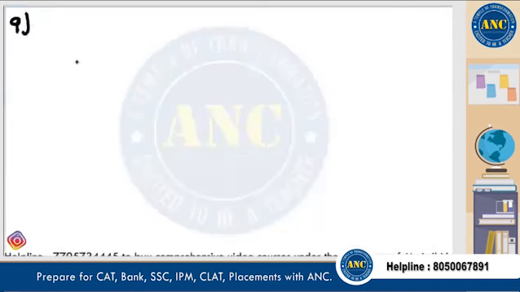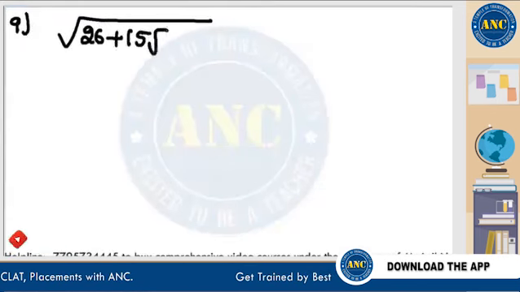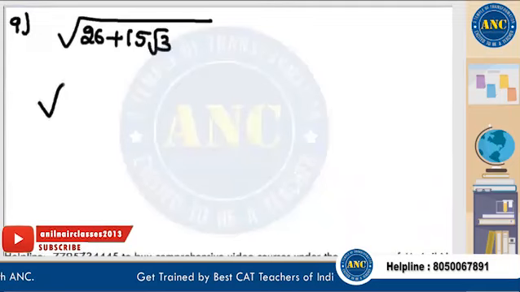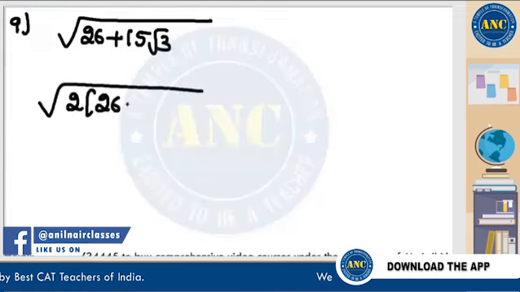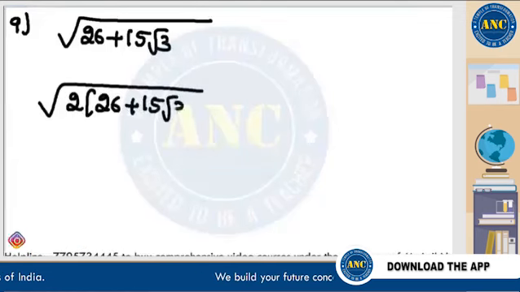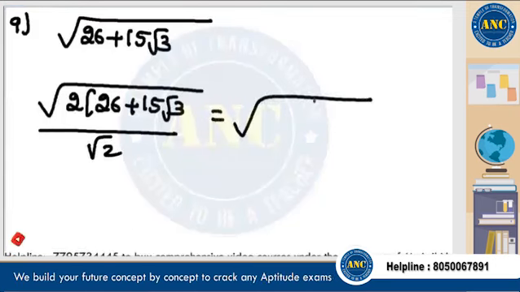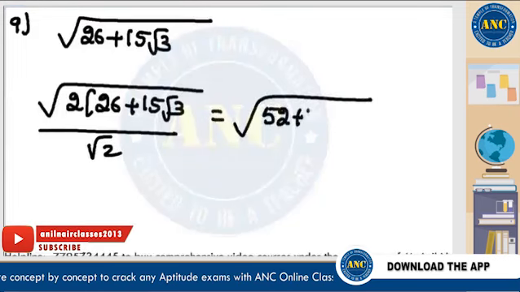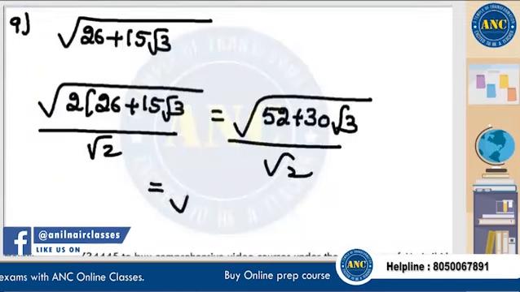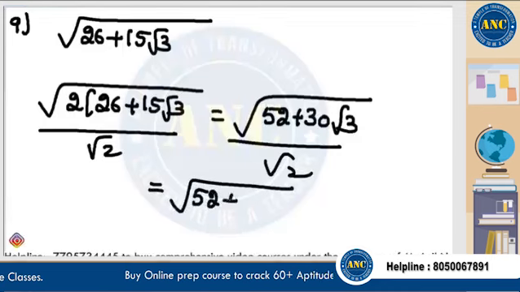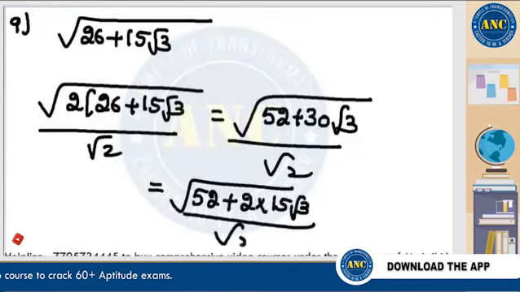Ninth one. Root of 26 plus 15 root 3. 26 plus 15 root 3. It is not of the form 2ab. Multiply and divide by 2. 2 into 26 plus 15 root 3 divided by root 2. So this will become root of 52 plus 30 root 3 divided by root 2. So it is root of 52 plus 2 into 15 root 3 divided by root 2.